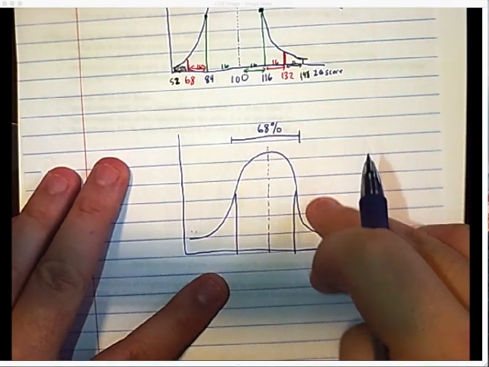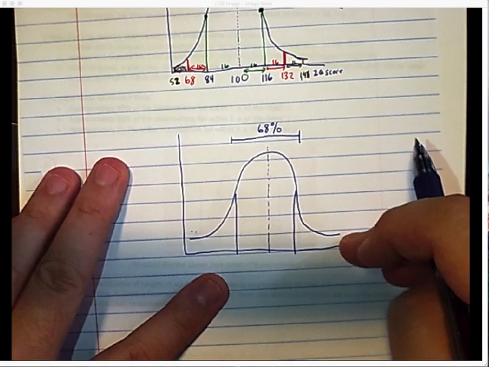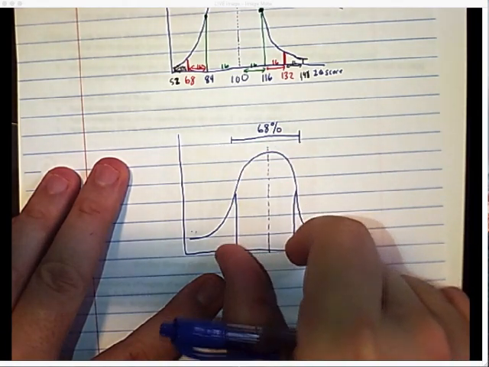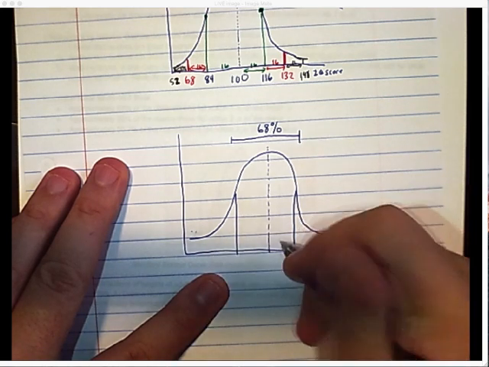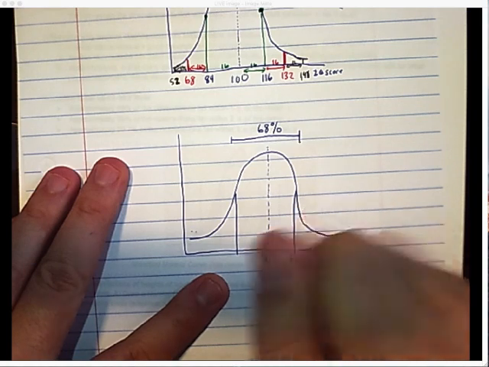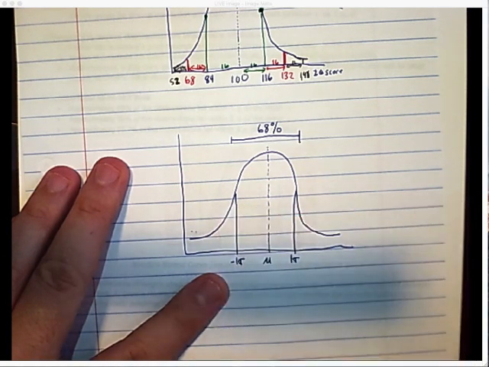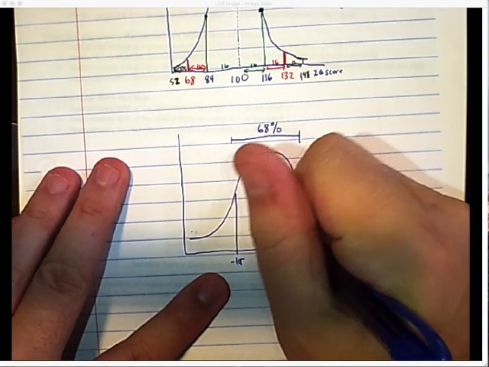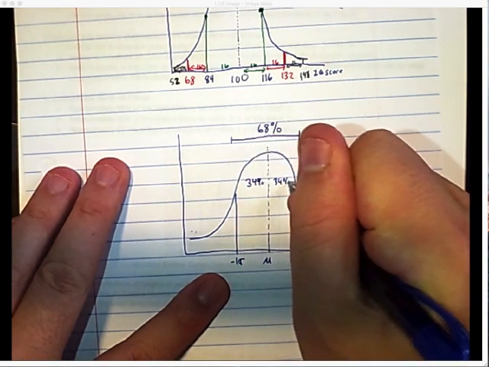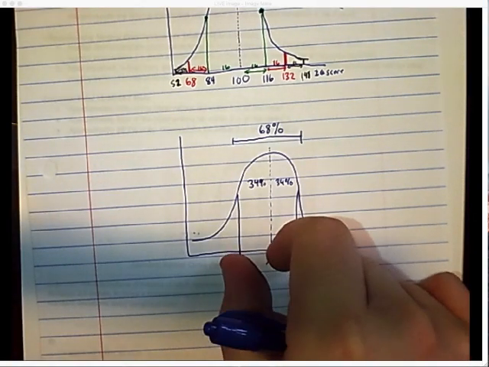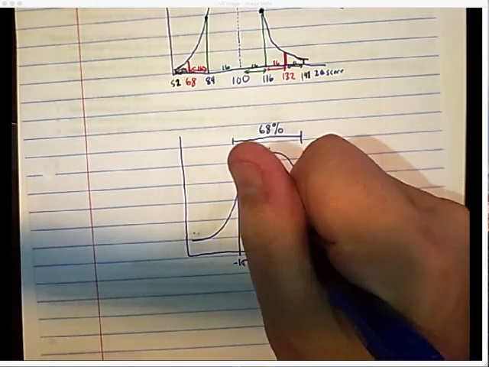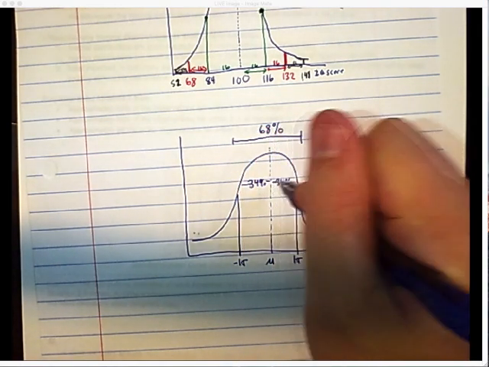And this is a symmetric curve. So if 68% fall within one standard deviation, if this is your mean, this is 1 sigma, and this is -1 sigma, since it's symmetric, 34% of data falls in each half right here. Because if it's 68 total and it's symmetric, 34% fall between here and here and here and here.